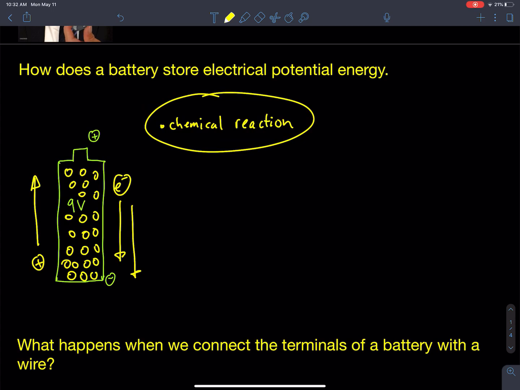To keep them separated, your battery has a membrane in between. It has a material that blocks that charge. So once I've done the chemical reaction, all my negative charge is stuck on this side and it can't flow back.